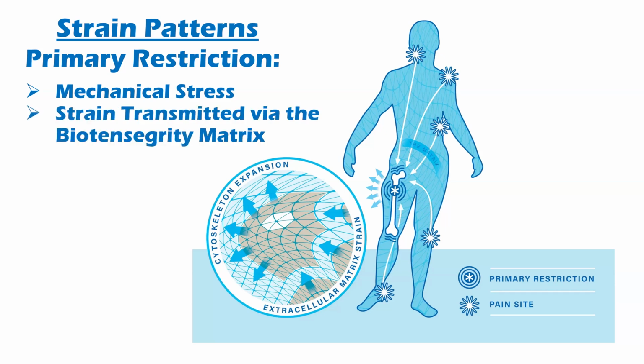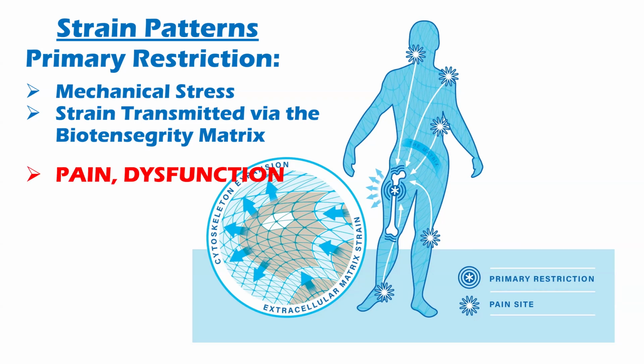So this is transmitted through the biotensegrity matrix, as was illustrated earlier when you did that little exercise. It's basically this continuous nature of the extracellular matrix, which allows for that. But this causes symptoms in other parts of the body, leading to pain and dysfunction throughout the body.